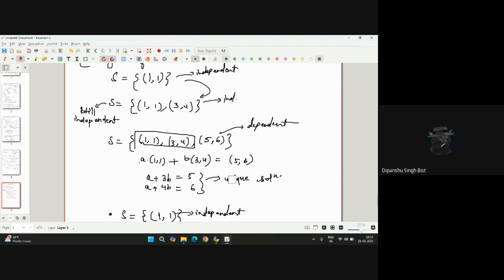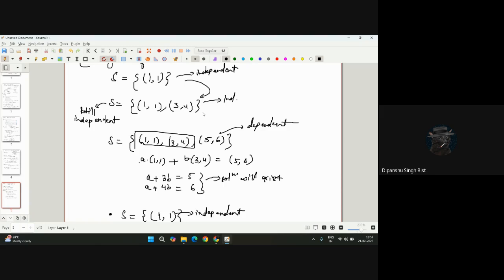Sorry, could you repeat, please? If any vector is dependent, the entire S we should call dependent. In 1 comma 1, 3 comma 4, and 5 comma 6, S is called a dependent set. Okay. Not necessarily every time we add one element, one set of numbers, it will become dependent, right? It is not necessary. Sometimes it may still remain an independent set.